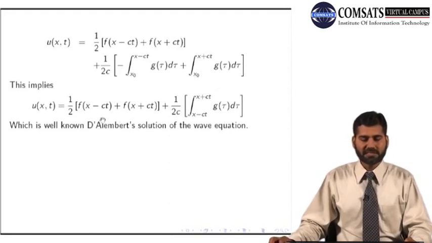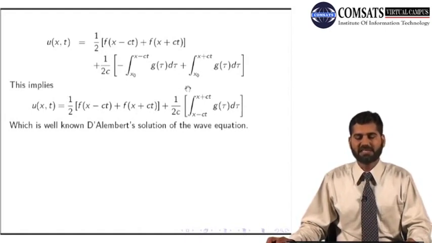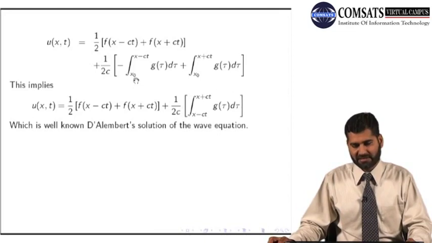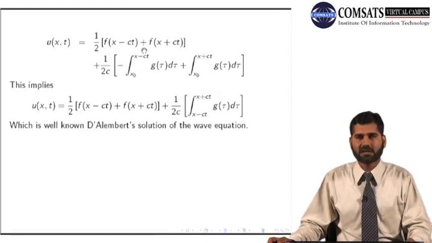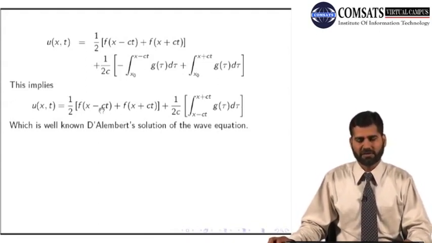Now this simplifies to 1 by 2 [f(x minus ct) plus f(x plus ct)], plus 1 over 2c, because you see this is minus. If I compensate this minus and start from x minus ct to x naught, and then from x naught to x plus ct, I can write this as one integration from x minus ct to x plus ct. This is called the D'Alembert solution of the wave equation. This is a well-known D'Alembert solution of the wave equation. It's written as D'Alembert's, but we pronounce it as Dalembert.